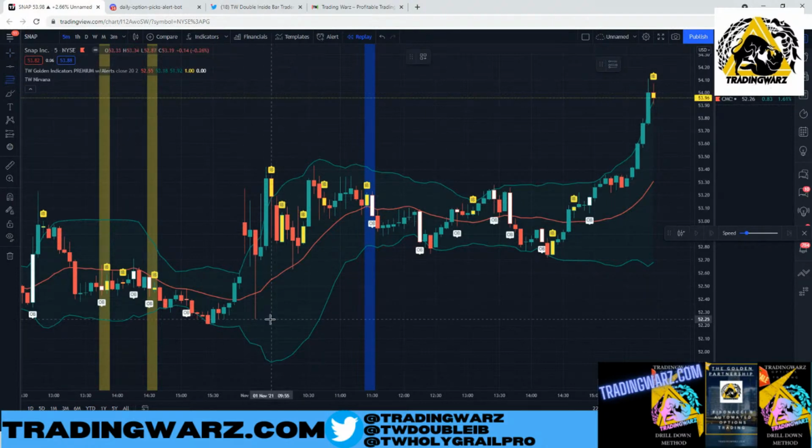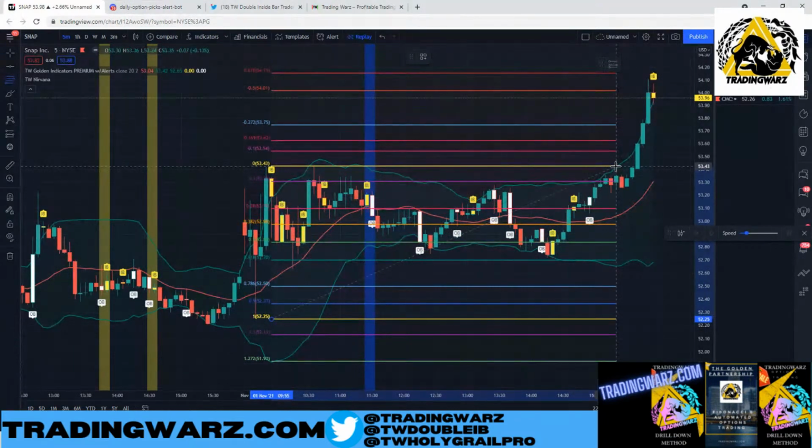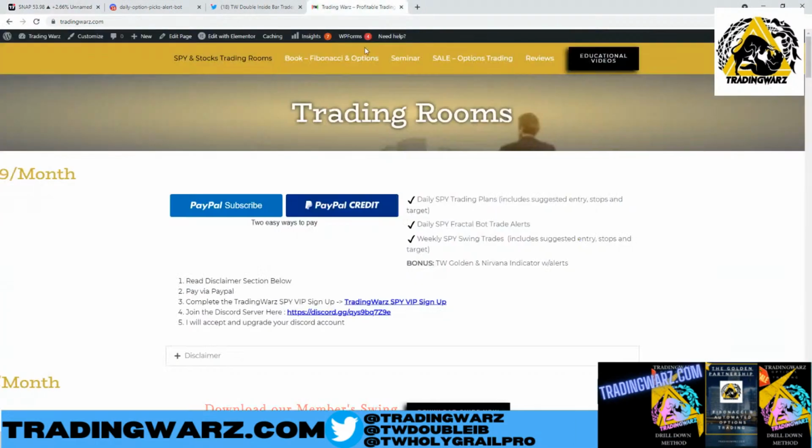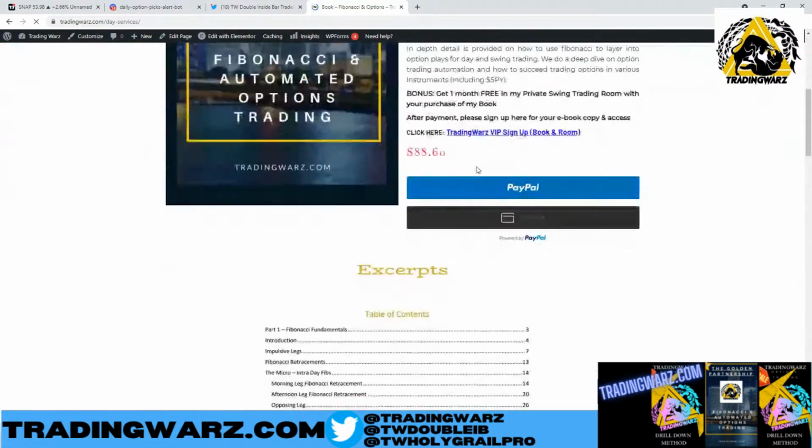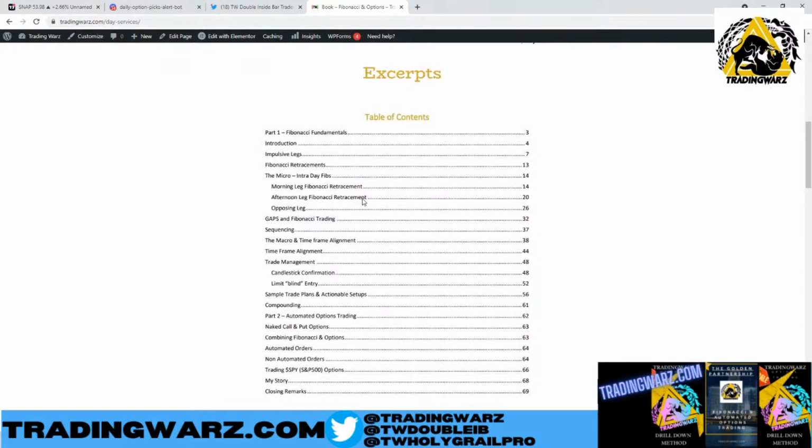We could see that there was some great Fibonacci play later in the day, right? You could see this one right here, guys. This is what I call the afternoon leg from my book right here. Okay, book Fibonacci and options for you guys asking. This is called the afternoon leg. Where is it? Afternoon leg Fibonacci retracement.